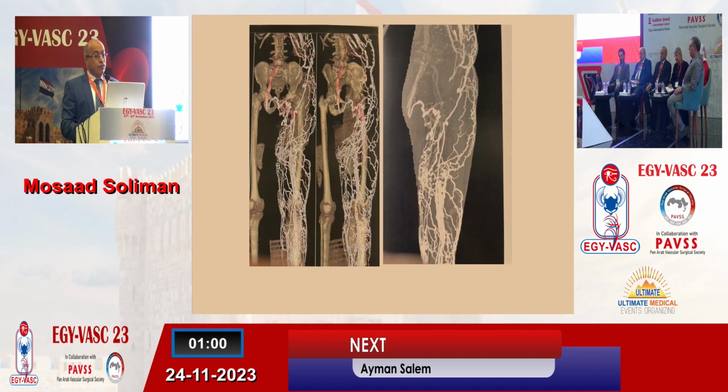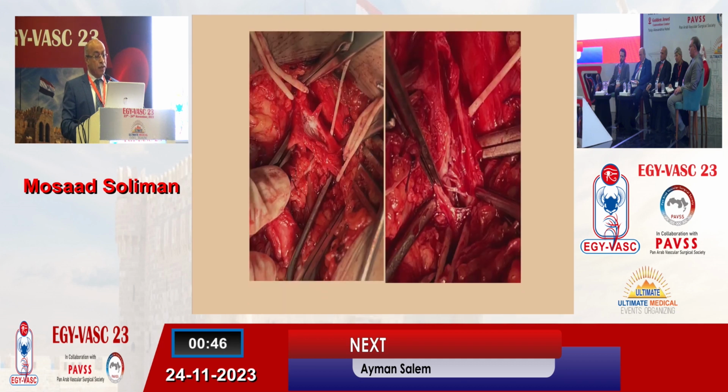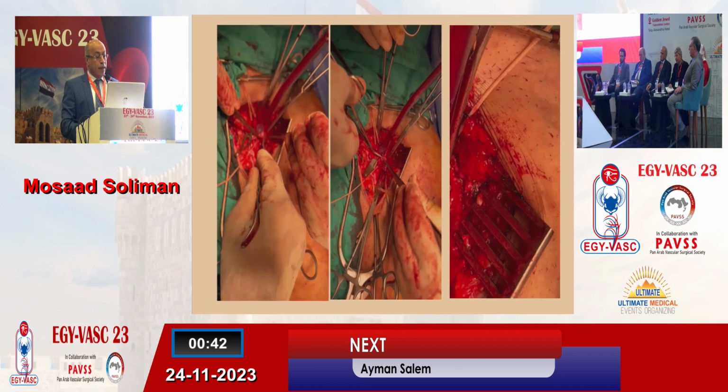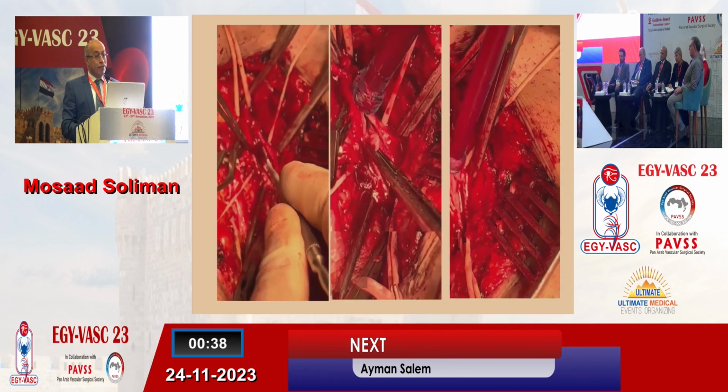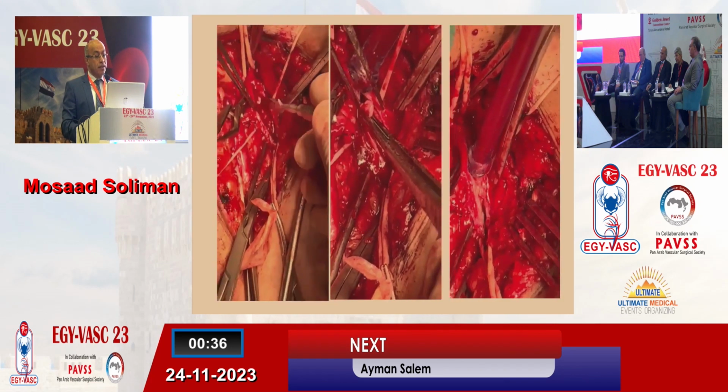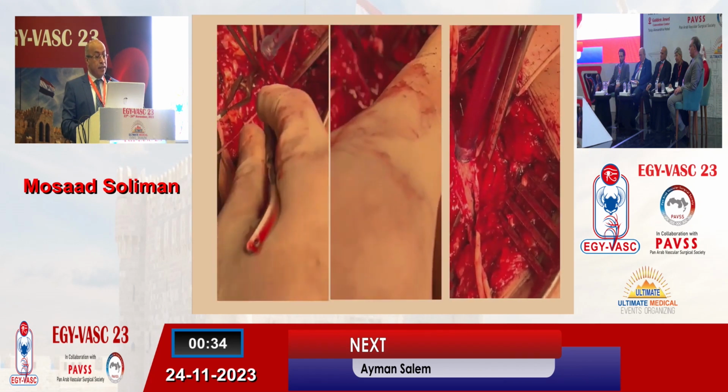So in a case of type 5, we don't see any of the common femoral, the deep femoral, the common femoral vein, or the iliac system; they are totally absent. And in such a case, we have to go through an endophlebectomy, and we have to remove all the fibrotic material inside the vein until we reach a healthy area.